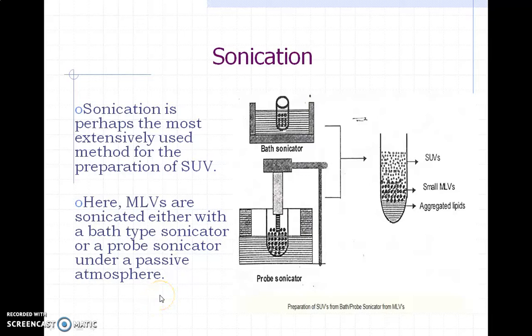Next method is sonication method. Sonication is the most extensively used method for the preparation of small unilamellar vesicles. So here multilamellar vesicles are sonicated either with bath type sonicator or probe type sonicator under inert atmosphere, and most commonly this method is used for the resizing of the vesicles, or we can say conversion of multilamellar vesicles into small unilamellar vesicles.